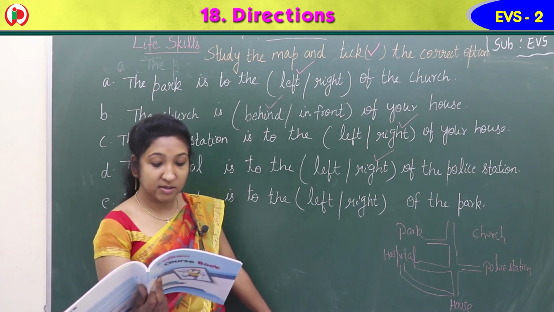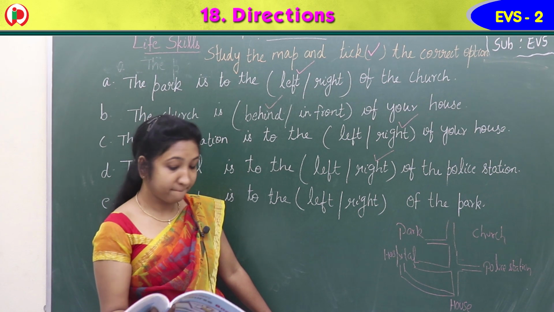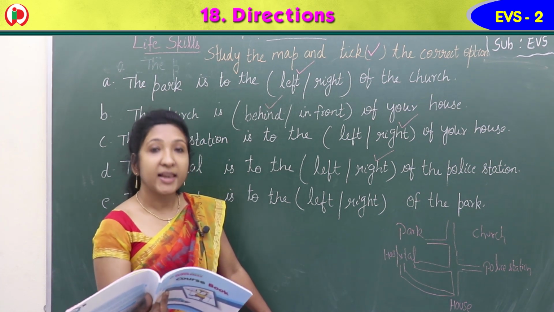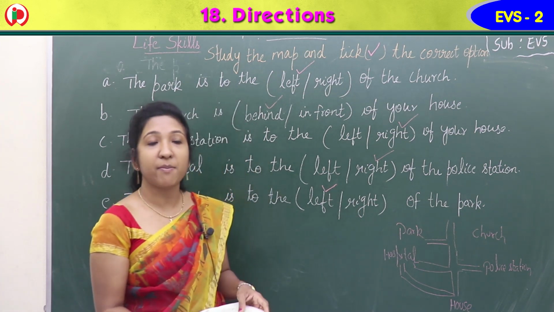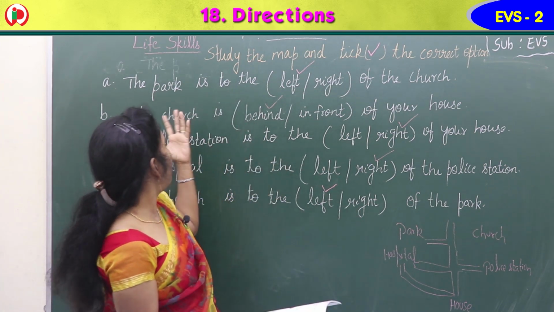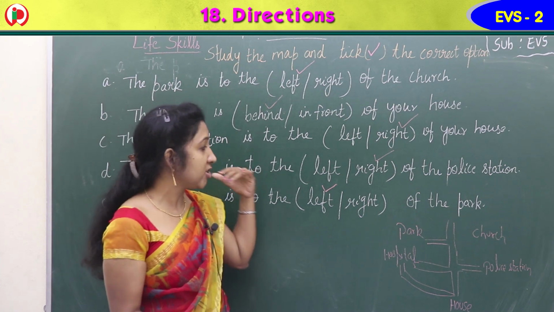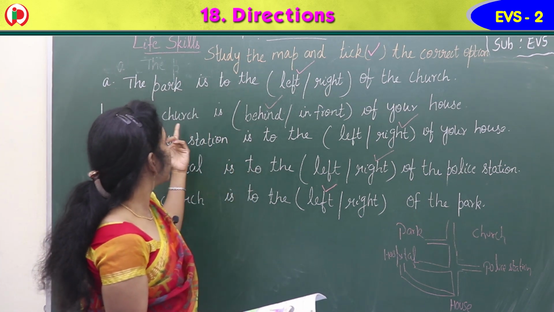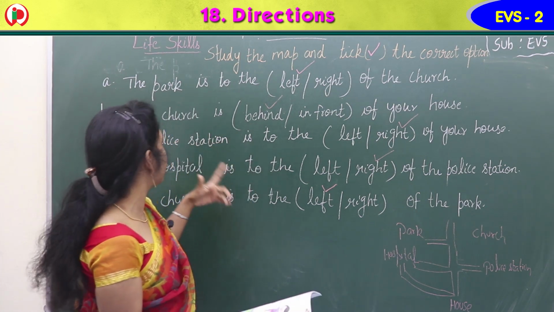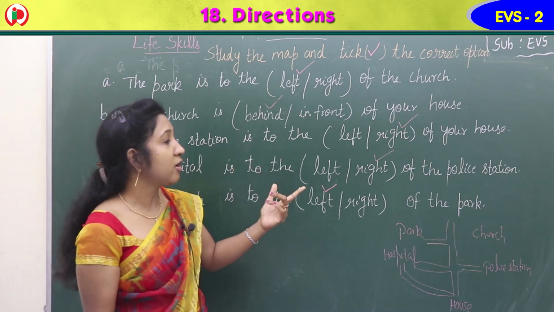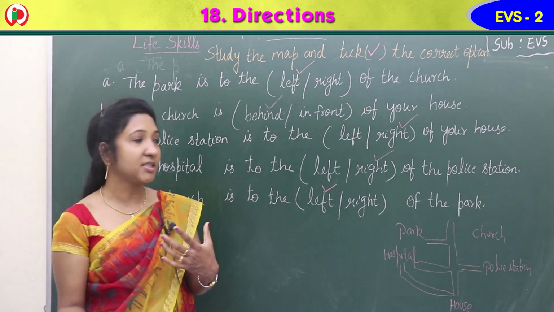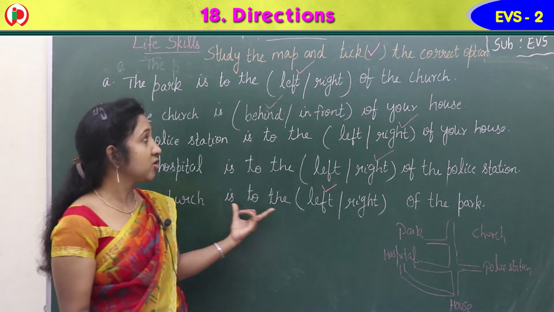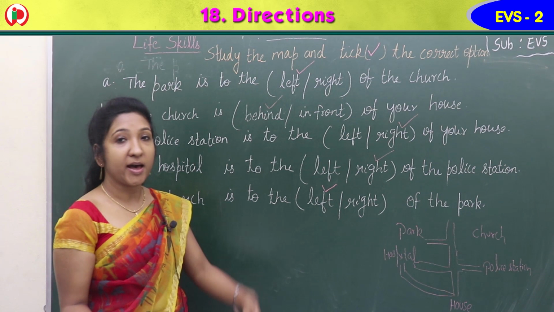The church is to the left of the park. Just give a tick above the word left. So park is to the left of the church and church is behind your house. Police station is to the right of your house. The hospital is to the right of the police station. The church is to the left of the park.